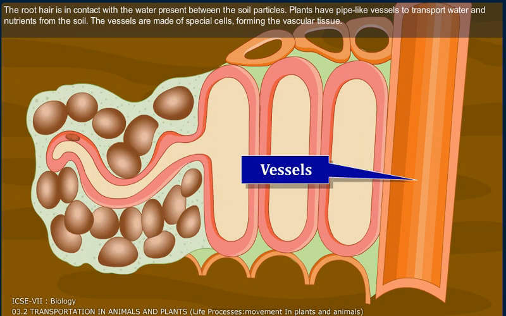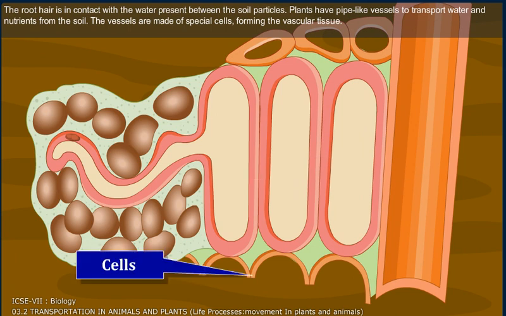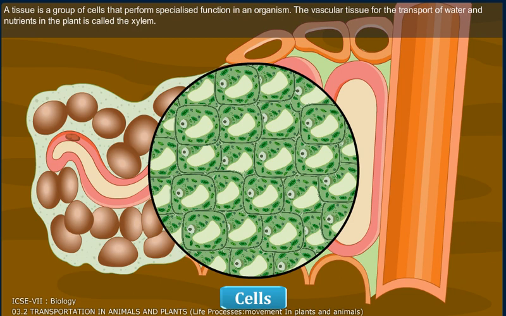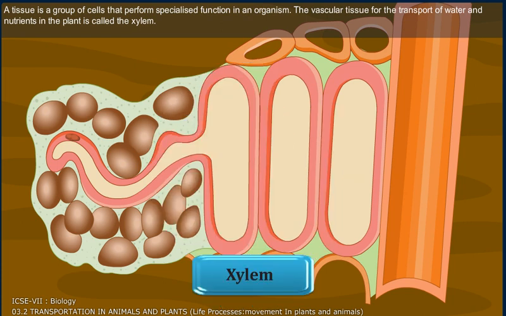Plants have pipe-like vessels to transport water and nutrients from the soil. The vessels are made up of special cells, forming the vascular tissue. A tissue is a group of cells that perform specialized functions in an organism. The vascular tissue for the transport of water and nutrients in the plant is called the xylem.